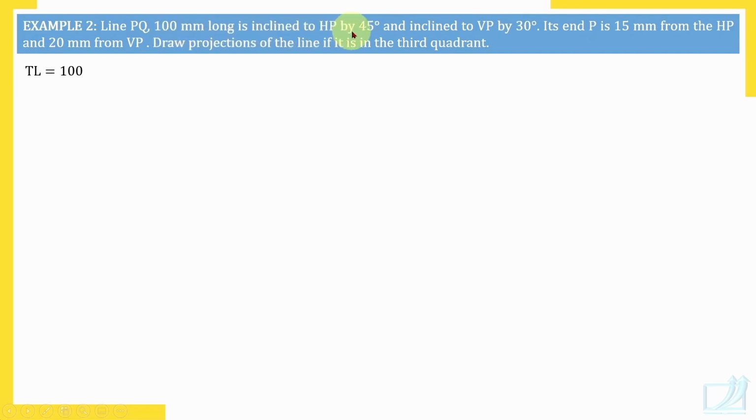It is a line inclined to HP, not the top view of the line, not the front view of the line. It is the line inclined to HP by 45 degrees, which means it is true inclination with HP. Theta is 45 degrees. Line is inclined to VP by 30 degrees. It is true inclination with VP. Its end P is 15 millimeter from HP. It's not mentioned whether it is above HP or below HP. Okay, so we'll read it further. 20 millimeter from VP. It's not mentioned whether it is in front of VP or behind VP. No problem, we'll read further.